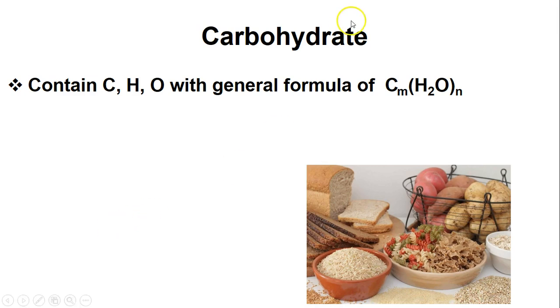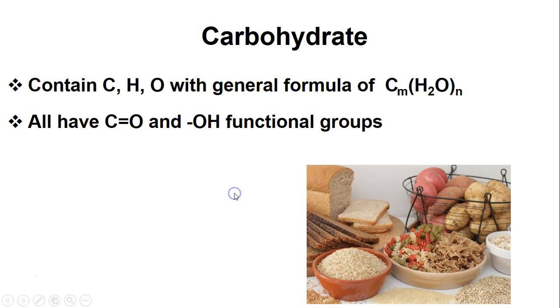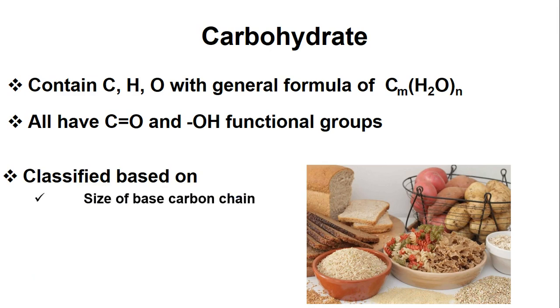CmH2n. So what it means is that if you've got, let's say, 6 carbons, you need to multiply that by 2 to get 12 hydrogens, and then you'll have 6 oxygens in your carbohydrate formula. They all have these carbonyls, or you've also got the OH, so the C double bond O or the OH functional groups, and they can be classified based on, number one, the size of the base carbon chain.